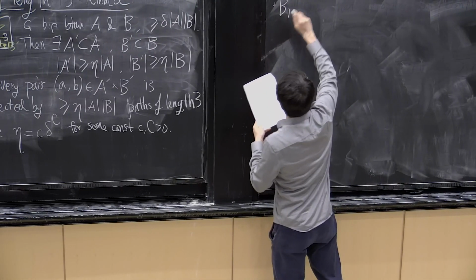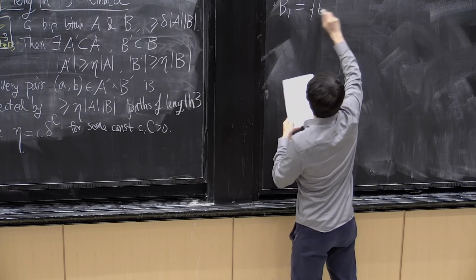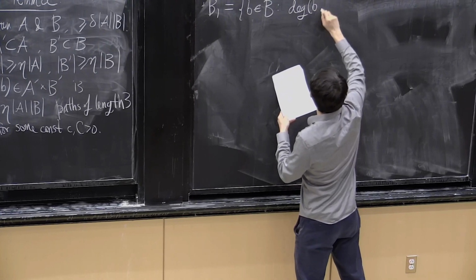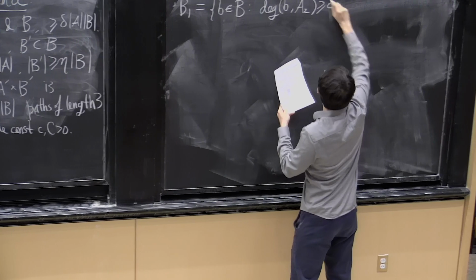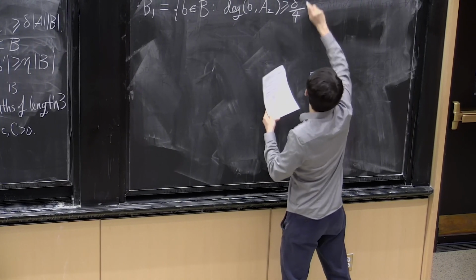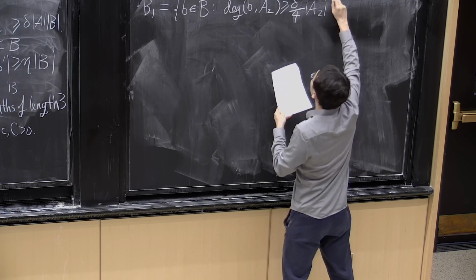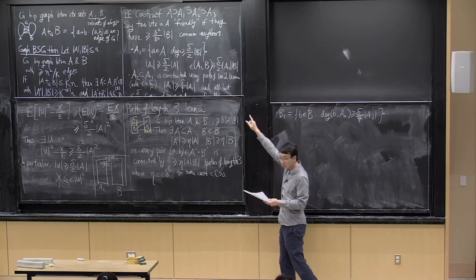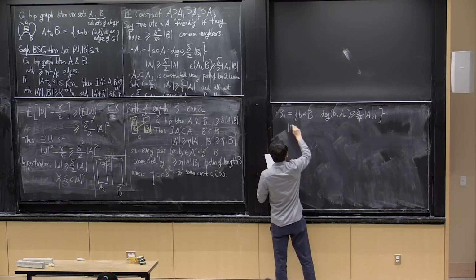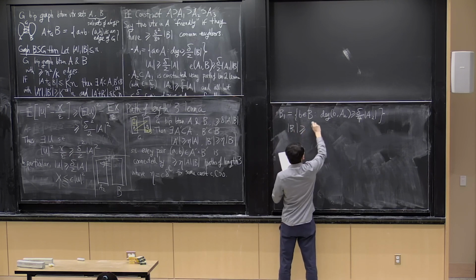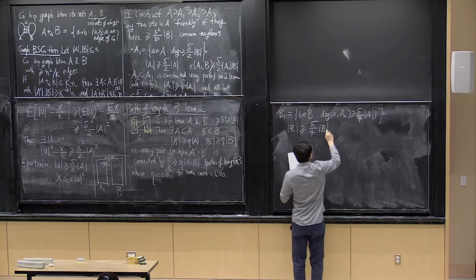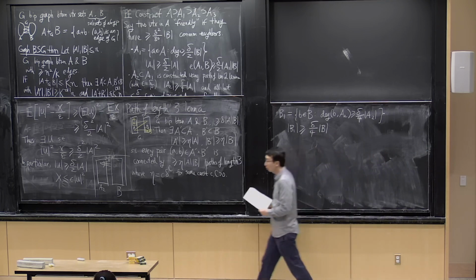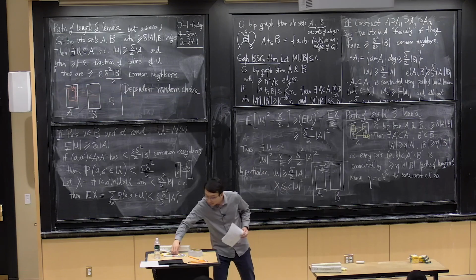So let B1 denote vertices in B such that the degree from B to A2 is at least half of what you expect based on average degree. And as before, the same logic as the A1 step, we see that B1 has large size, is a large fraction of B. Okay, so now we pass down to this B1 set.